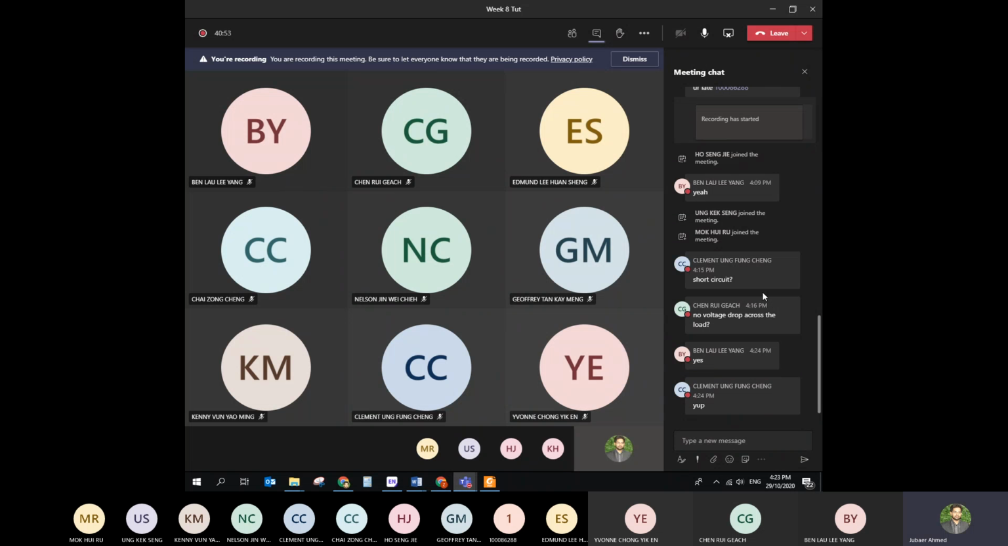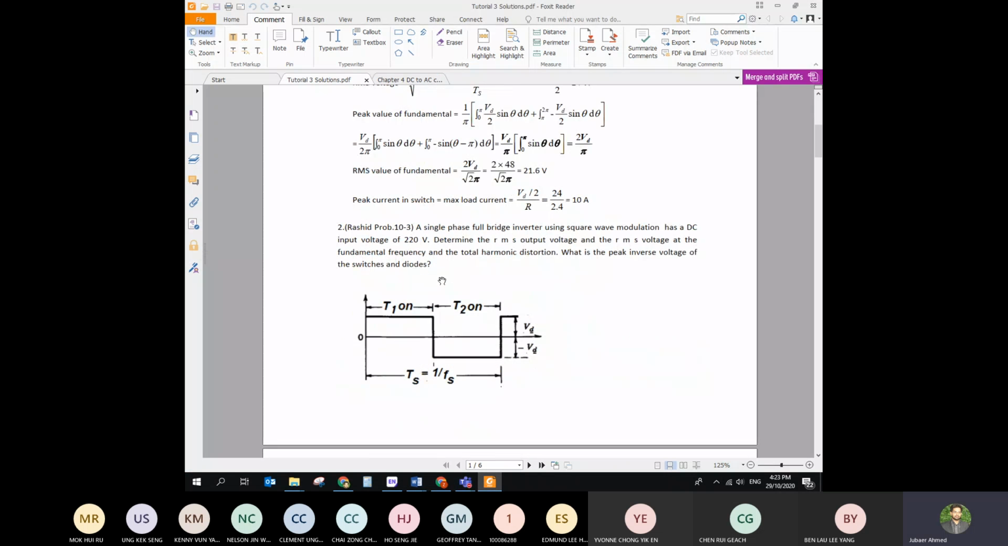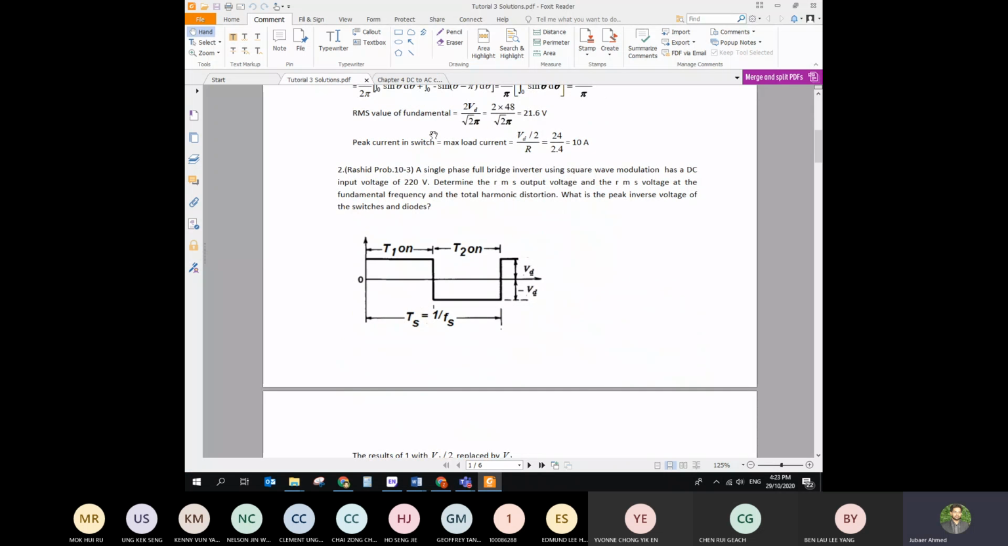Okay, that's good then. Let's move forward to question number 2. A single phase full bridge inverter using a square wave modulation. A square wave modulation is this type of wave. It has a DC input voltage of 220 volt, so VD is 220 volt.